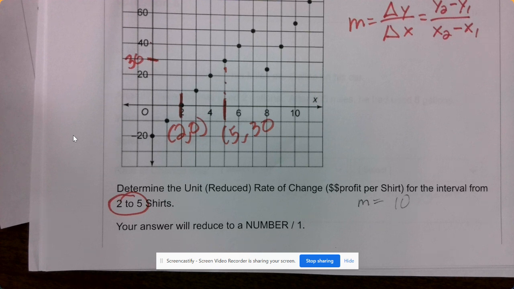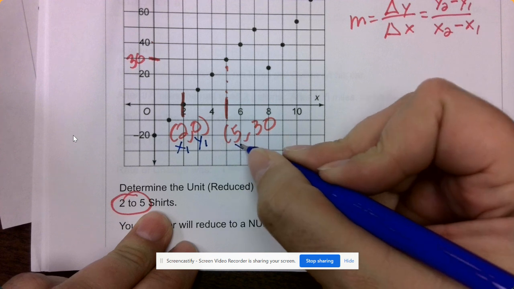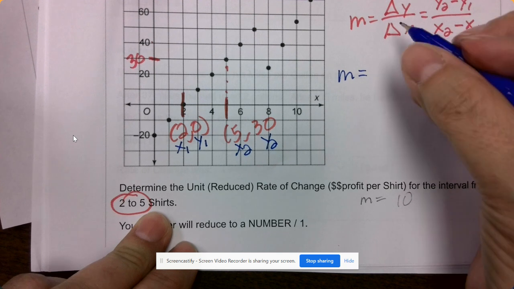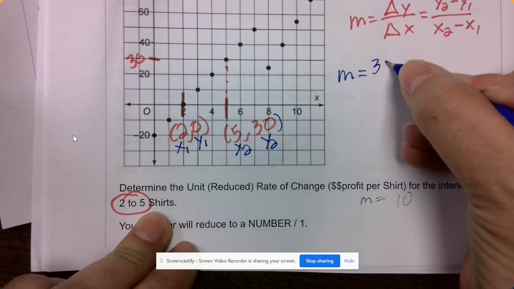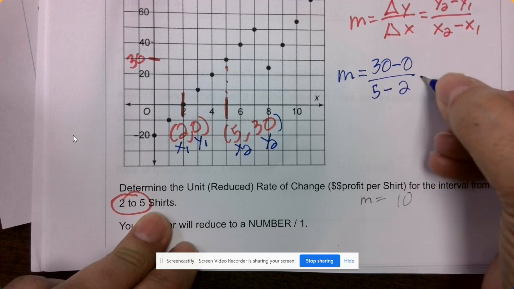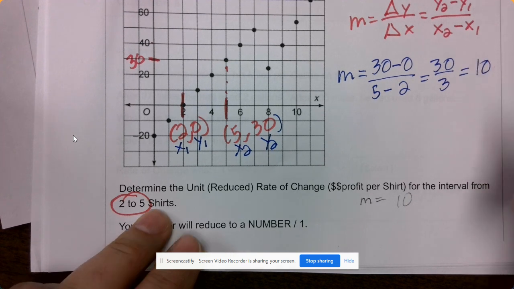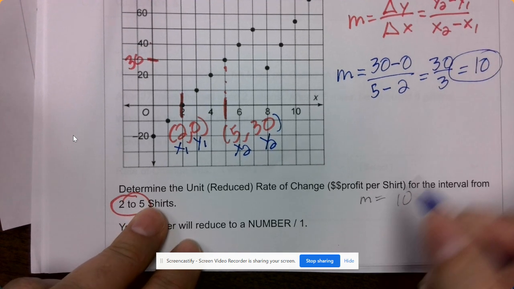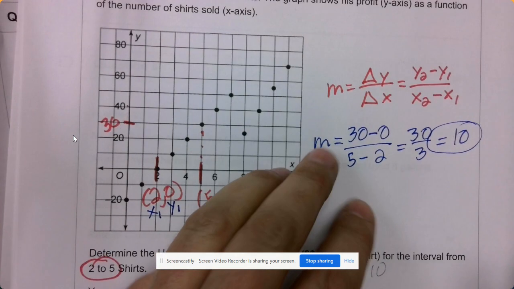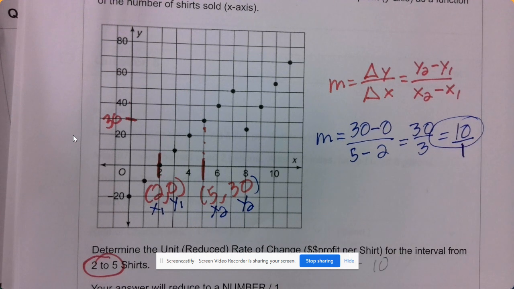Now I can substitute them in. It's a good idea to label them. Plug them into the formula. So we're going to get 30 minus 0 over 5 minus 2. 30 divided by 3 is going to give us 10. So the slope on that one, everybody, is going to be 10. So it's the number over 1. So 10 over 1.